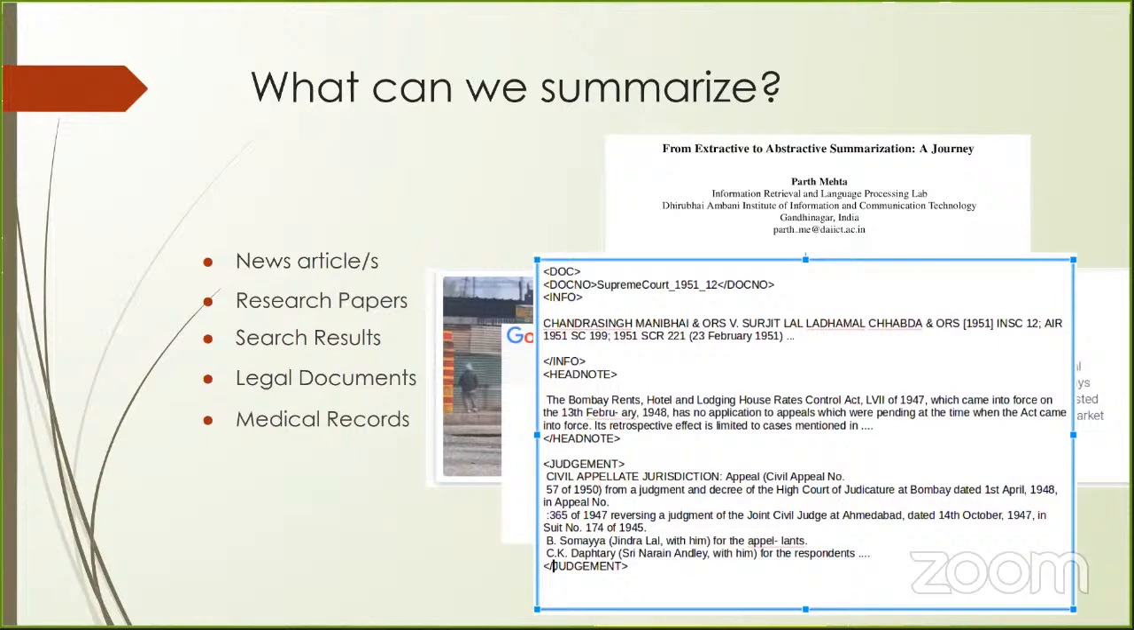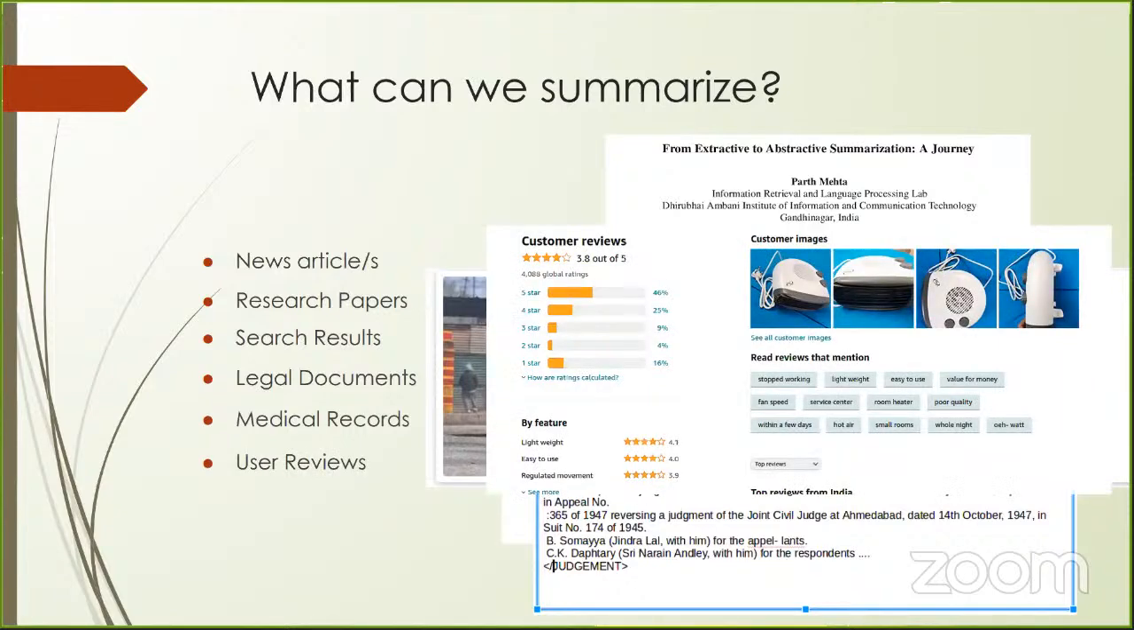Likewise for medical records or for user reviews. Like, you look at something on Amazon, you want a summary of how good the reviews were. This summary might not necessarily be in text. It can be graphical, like in this case, or it can also be a paragraph of text generated from 1,000 different reviews, which just says that the heating is good, but the body gets very hot, or the cord is very short, something like that. You can generate summaries by collating 1,000 different reviews and show it in two sentences.